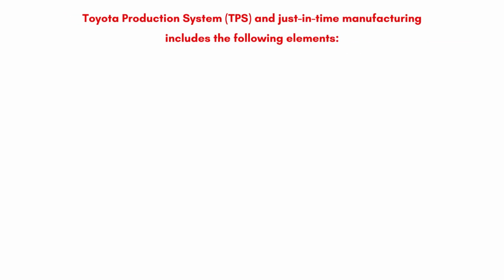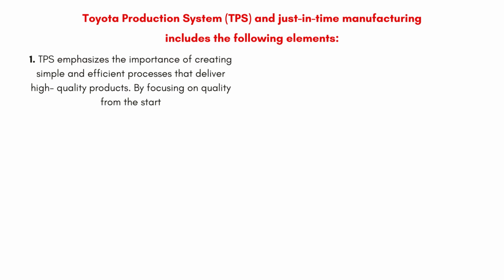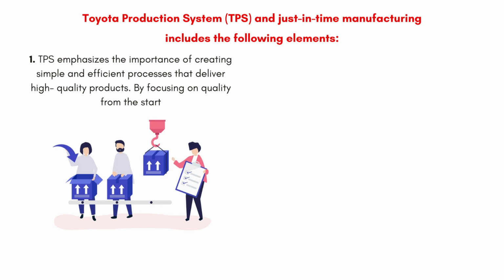For example, the foundation of the Toyota Production System, TPS, and just-in-time manufacturing includes the following elements. TPS emphasizes the importance of creating simple and efficient processes that deliver high-quality products. By focusing on quality from the start, TPS aims to eliminate defects and reduce waste, leading to improved overall performance.